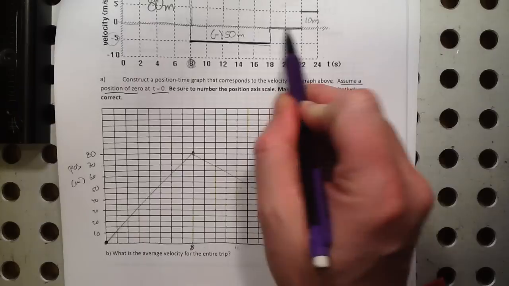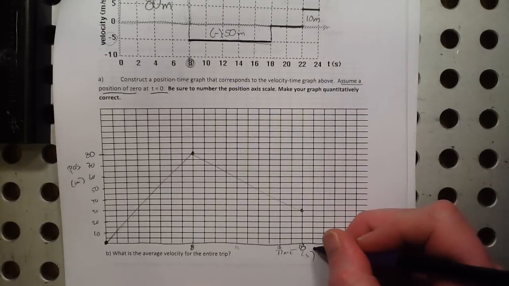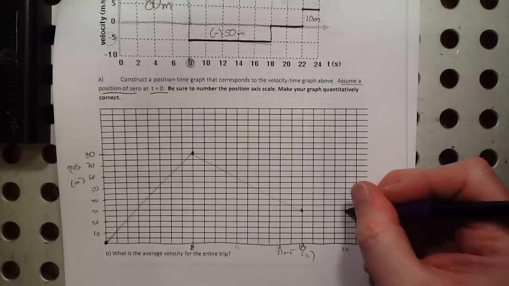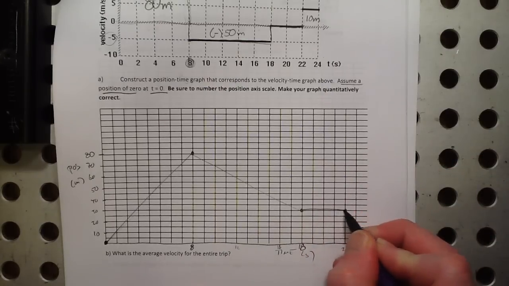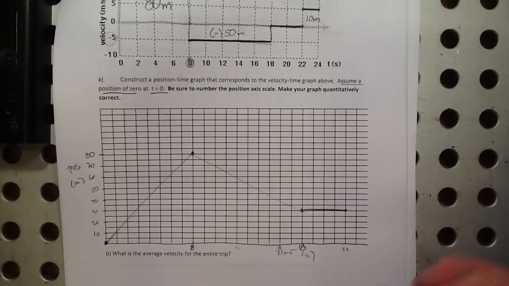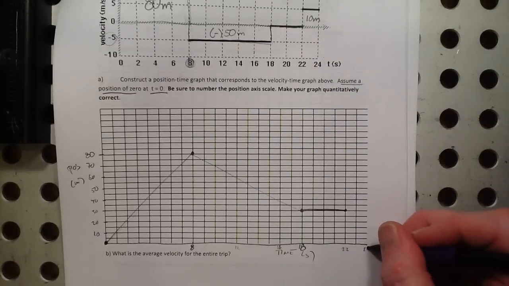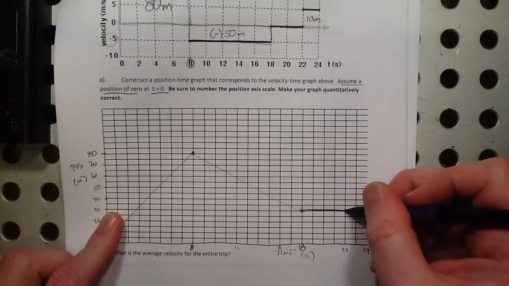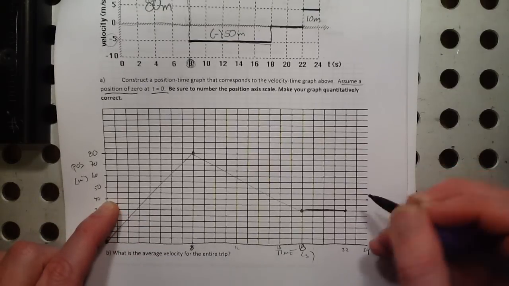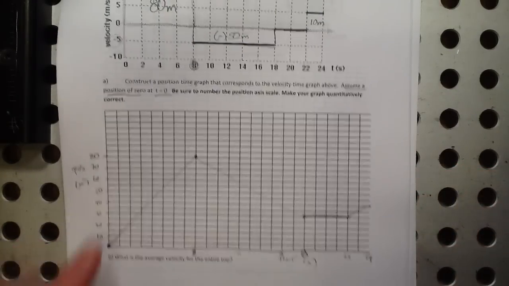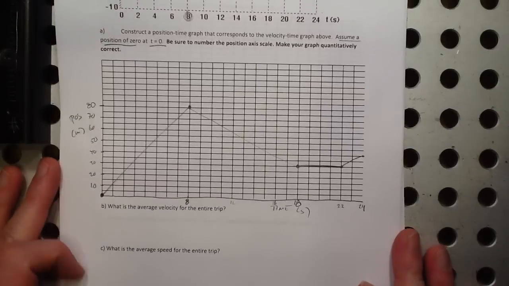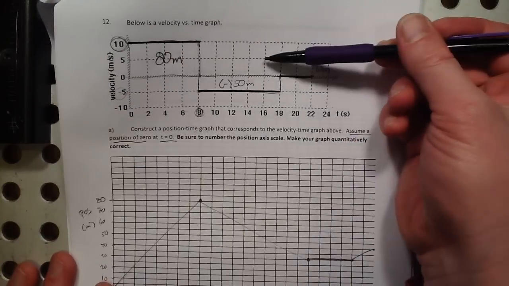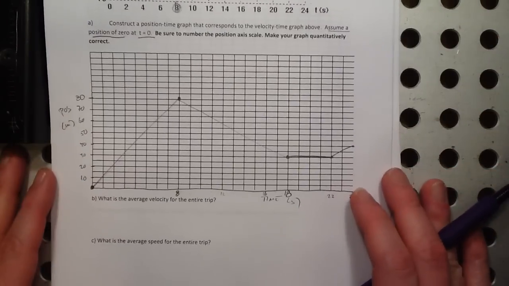And then for 4 seconds, from 18, 19, 20, 21, 22, it doesn't go anywhere. And then for the last 2 seconds, 23, 24, it goes forward 10. Right now it's at 30, so that would be at 40. So there's our position versus time graph. We're working from having velocities to creating this graph.